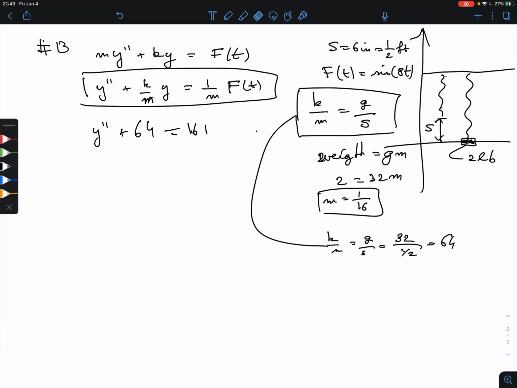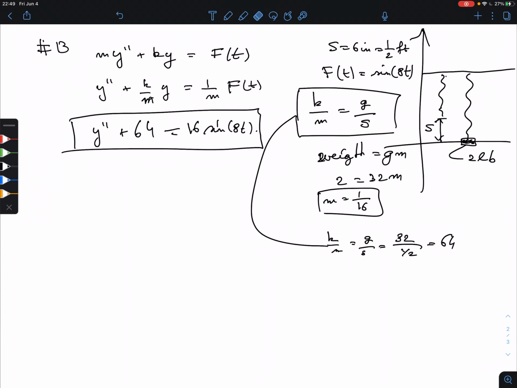16 sine 8t. So this is the equation that we should look at. The previous one was just a general formula. So this is what we need. Okay, and I forgot my y here.